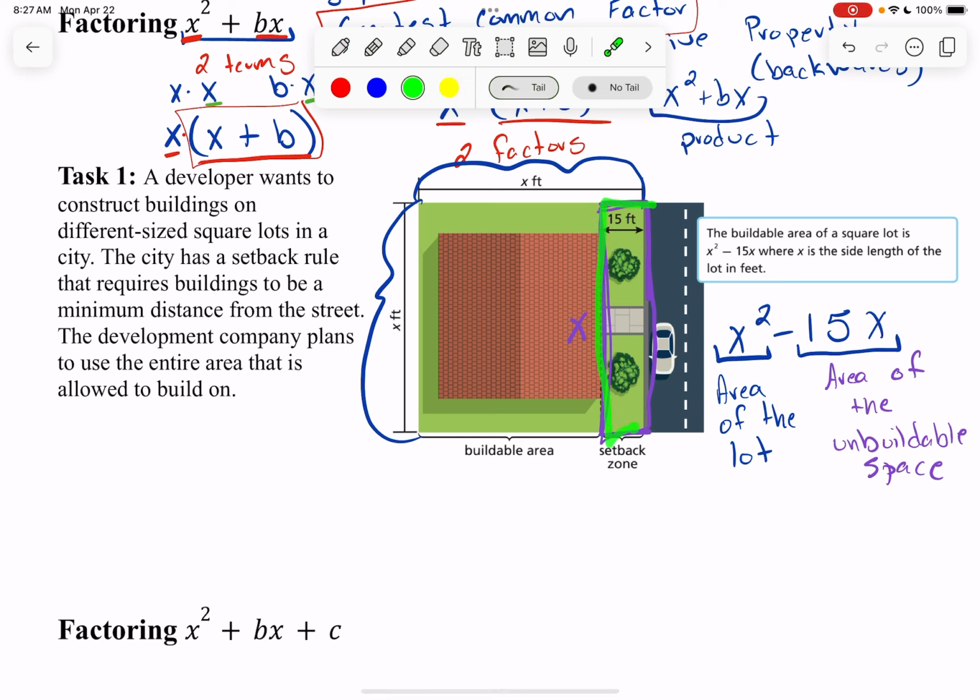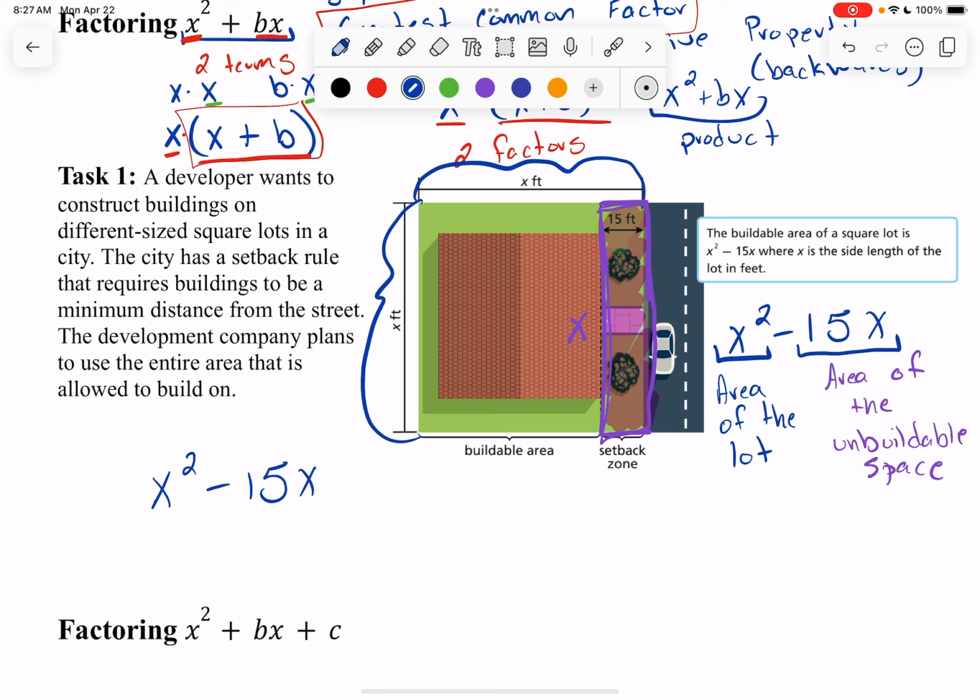So the area of the space here. So it's the area of this stuff. Let's make it pink. The area of all this stuff in here is 15x. But the area of the whole thing is x squared. Okay, so the two together is the buildable area, the area where I can build on. The entire lot minus the area of that unbuildable space. Hey, but this can now be factored.